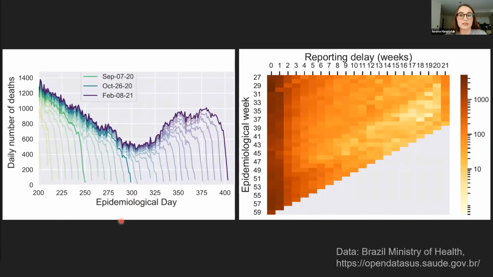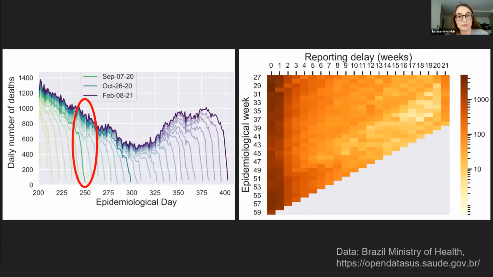Here on the left, you can see the daily numbers of deaths in Brazil with different colors showing the different data releases. For example, this green bold line shows that up to day 250, there were around 50 deaths recorded on day 250, and that's according to the release from September. But if you look at the later releases when the data was updated, you can see that almost 1,000 deaths actually happened on that day.